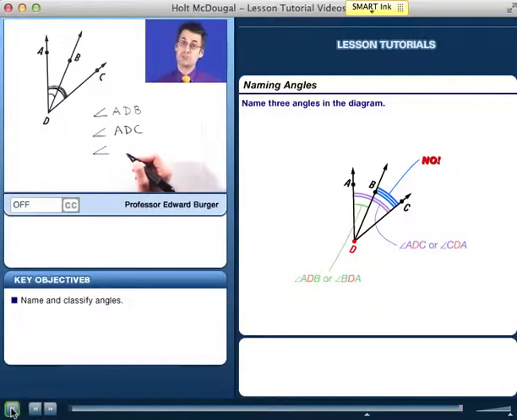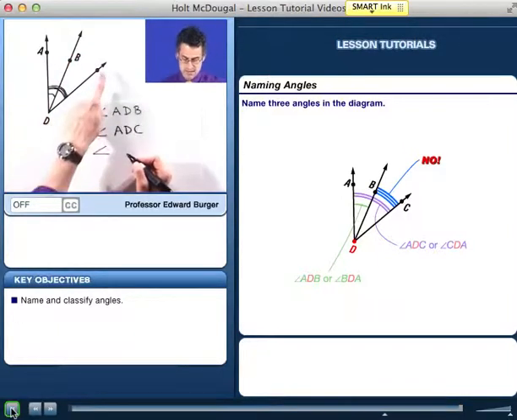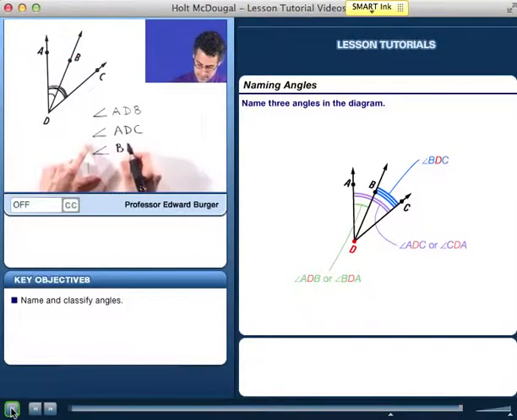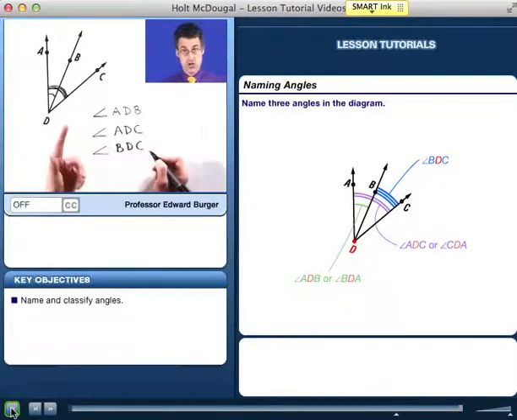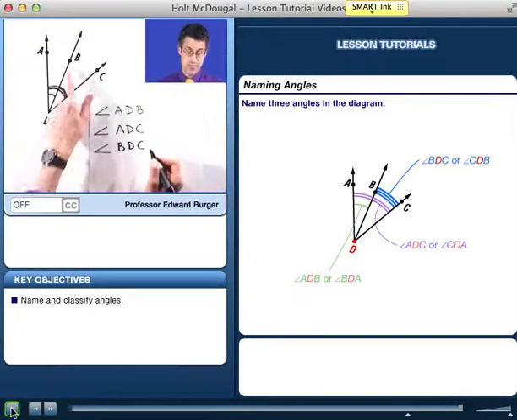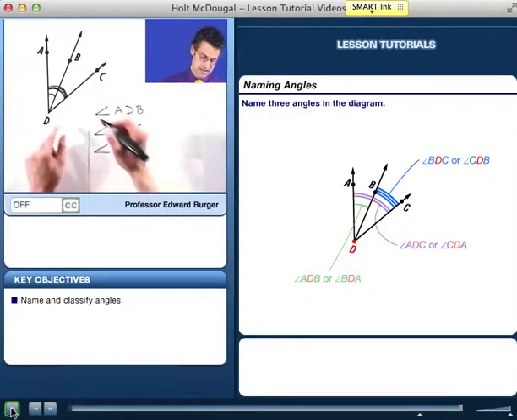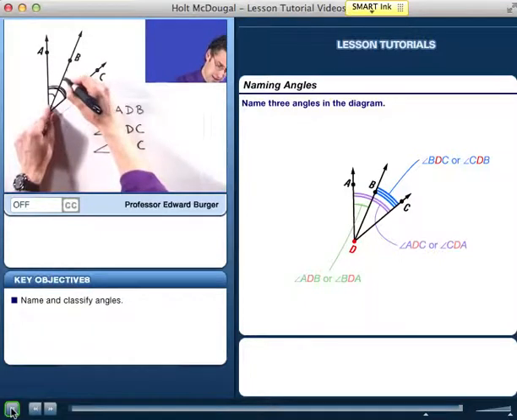Now, would I say angle BCD? No, because remember, the center letter has to be that common endpoint. So I'd say BDC. I could, however, say CDB. That's okay. Either way, as long as the D is in the center. And that describes this angle right here.